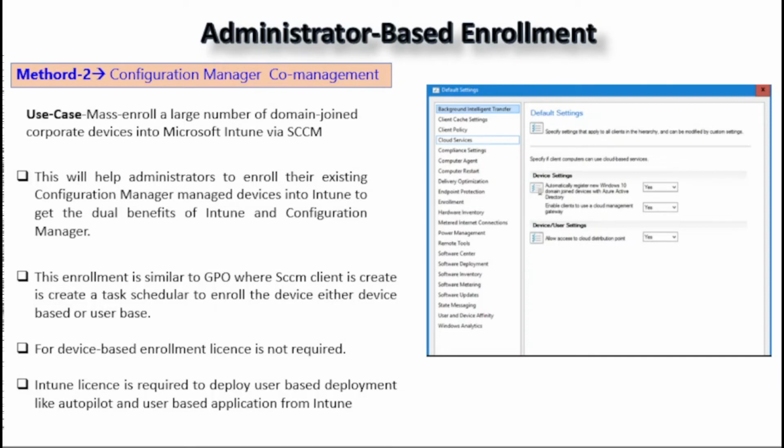This enrollment is similar to group policy object enrollment in a hybrid environment, where the SCCM client creates a task scheduler to enroll the device, using either device based or user based credentials. For device based enrollment, a license is not required. In this case, there will be two services running on the device for management. The first one is the SMS Agent Host service, which is responsible for SCCM based deployment, and the other one is the Microsoft Intune service, which is responsible for Intune based deployment.